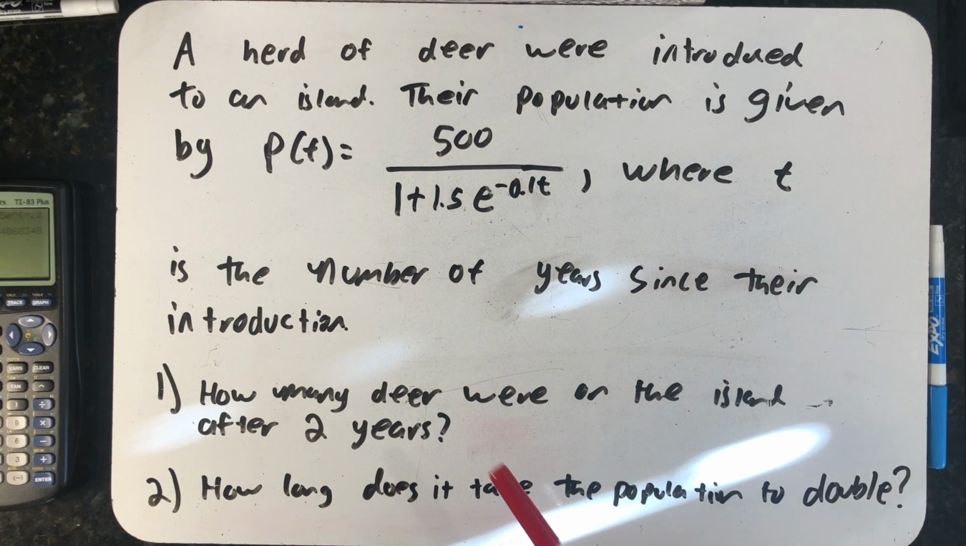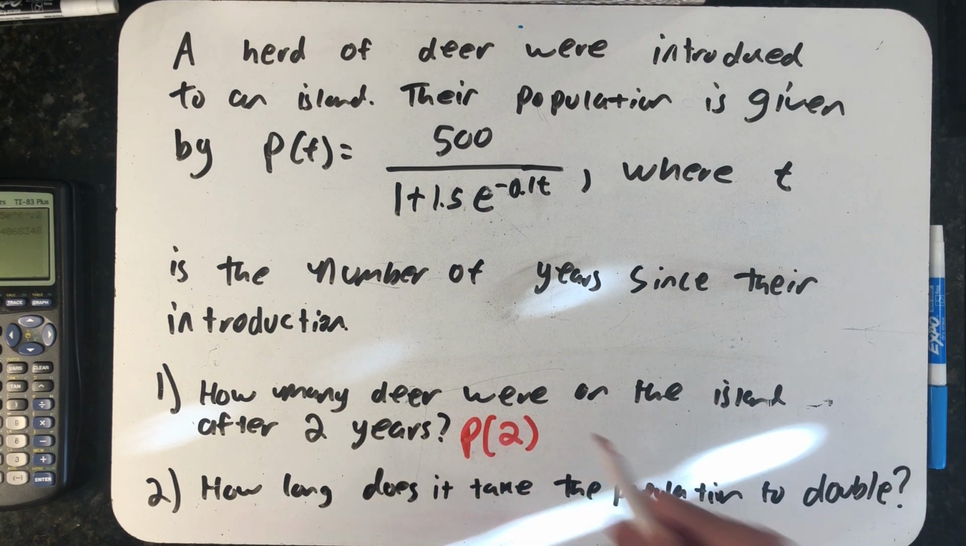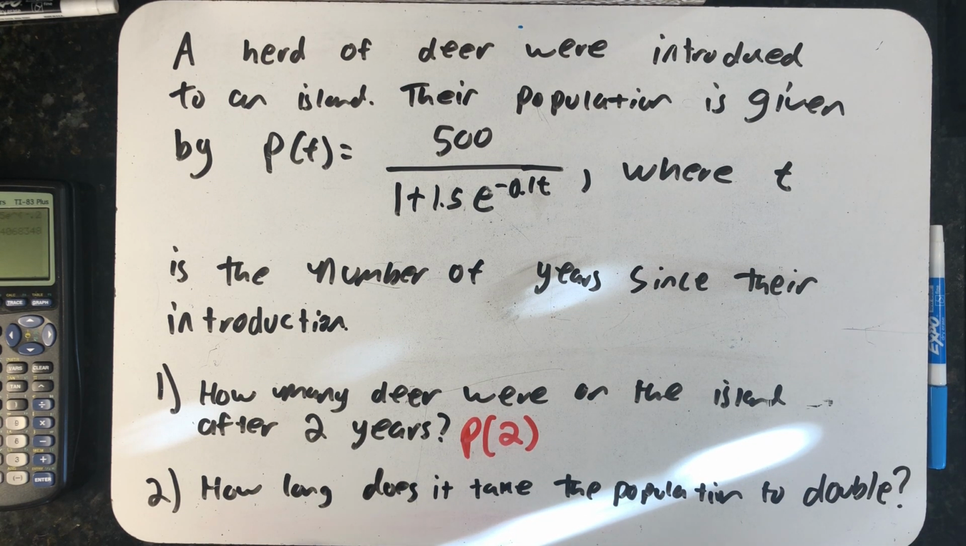So here, for number 1, that's a pretty straightforward question. We're just going to evaluate the function at t equals 2. We'll need to think about rounding our answer because this model is going to give us a figure that we need to round, probably to the nearest whole deer. How long does it take the population to double?